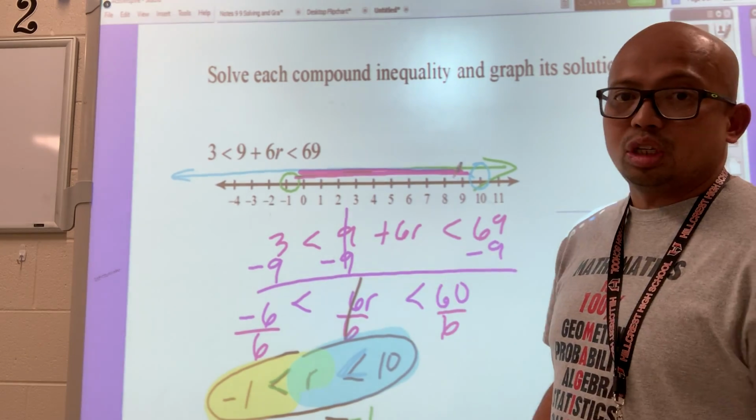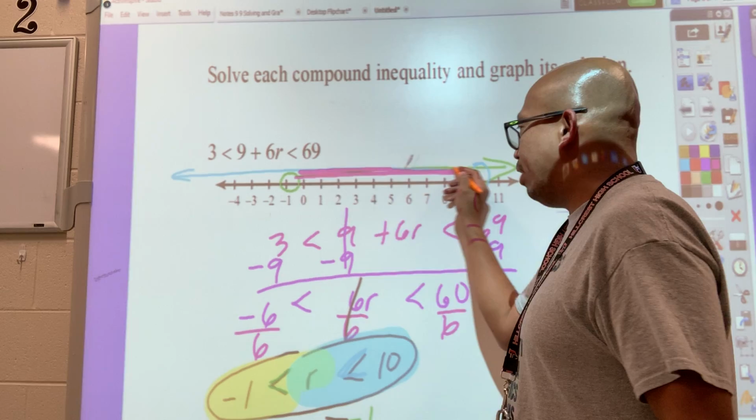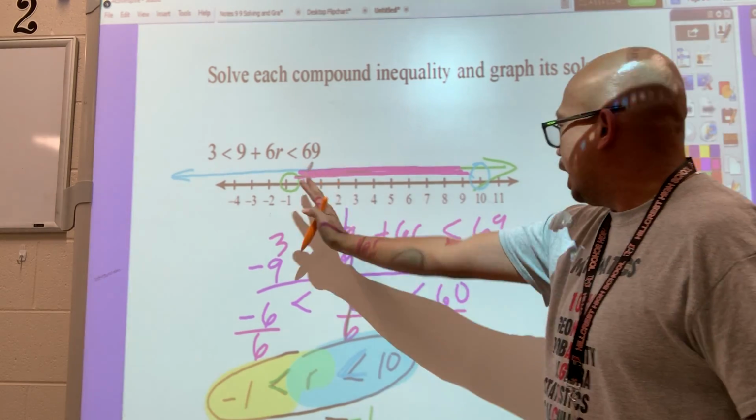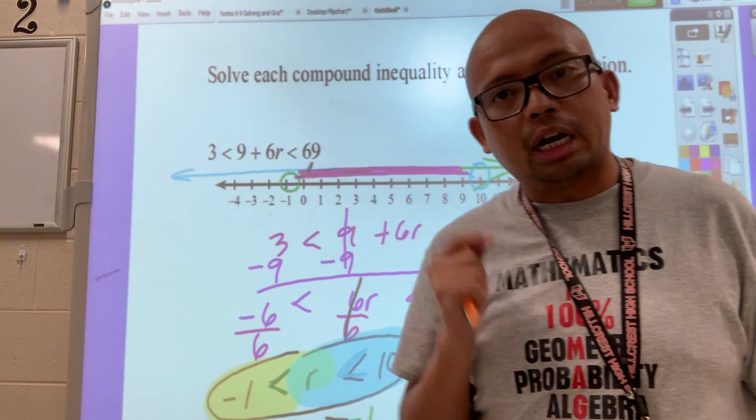So the final answer is that, can I leave it like that? Yes. You make sure that you emphasize the range of negative 1 to 10, given that negative 1 and 10 are open. They're not part of the solution.